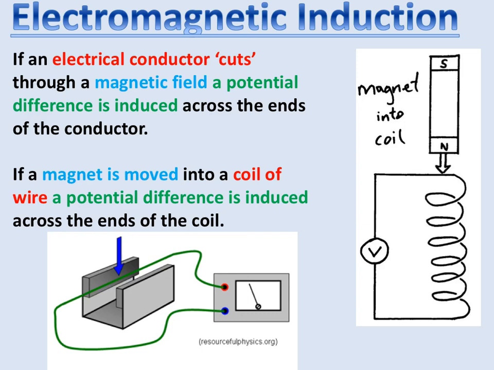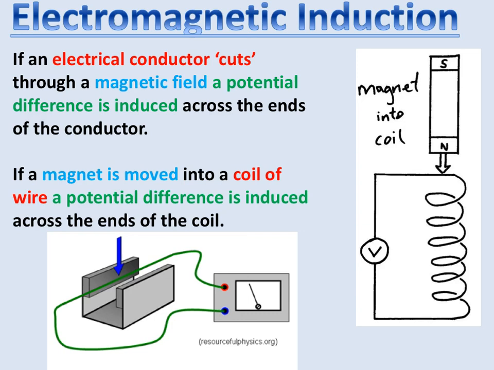of the coil. These ideas have completely revolutionised the world. The idea that if you move a magnet into a coil of wire, you could produce a potential difference across the coil of wire, and that causes an electric current to flow, is the basis of how we generate all the electricity that we use in our houses today.